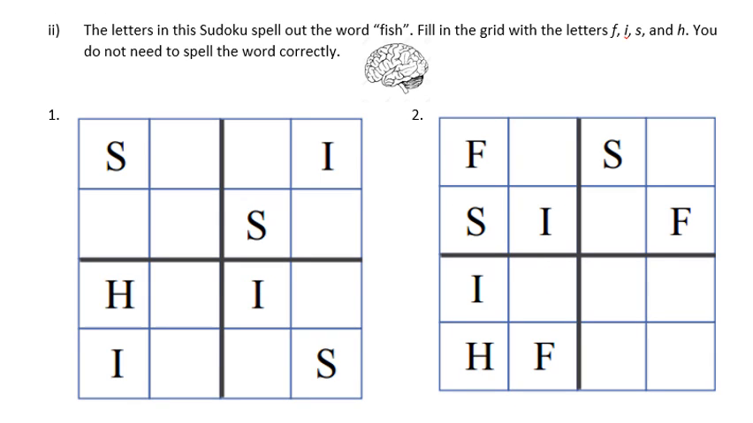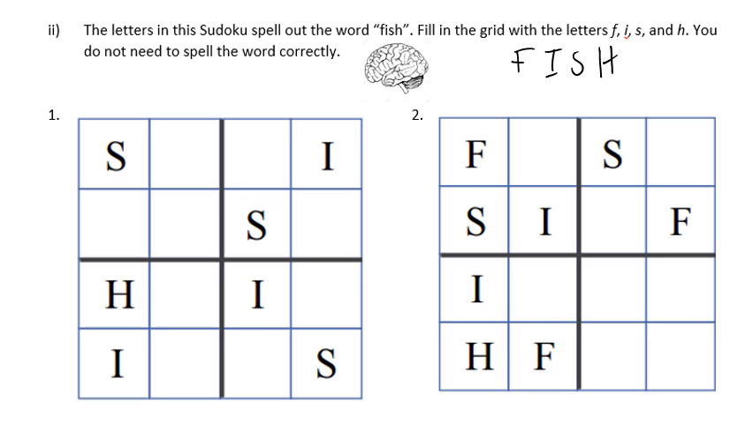The letters in this Sudoku spell out the word fish. Fill in the grid with the letters F, I, S, and H. You do not need to spell the word fish correctly. Your point here is to just fill out the grid like you would with any normal Sudoku, except you are using the letters F, I, S, and H. So we're going to go ahead and start here.